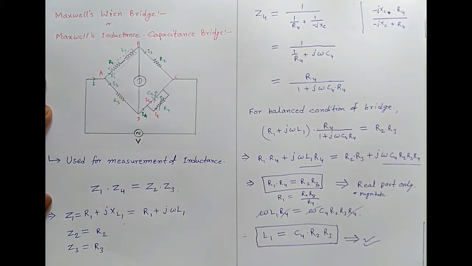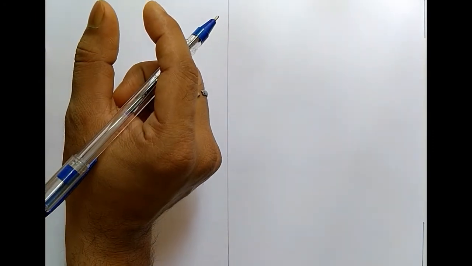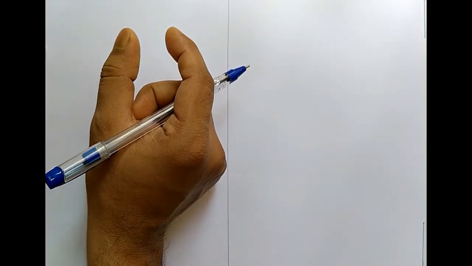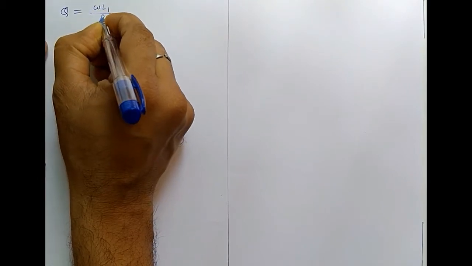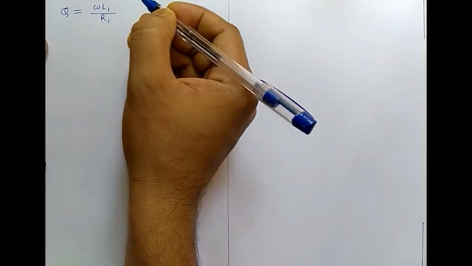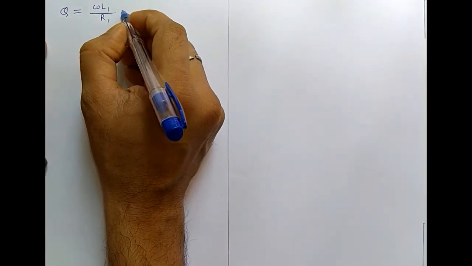Now what will be the quality factor of the circuit, that means of the inductor? As we know, the quality factor of any inductor is given by the voltage drop across the pure inductor divided by the voltage drop across the resistance of that inductor. So here the quality factor Q will be omega L1 divided by R1, because the current will be cancelled out. So the quality factor of the inductor will be omega L1 divided by R1.